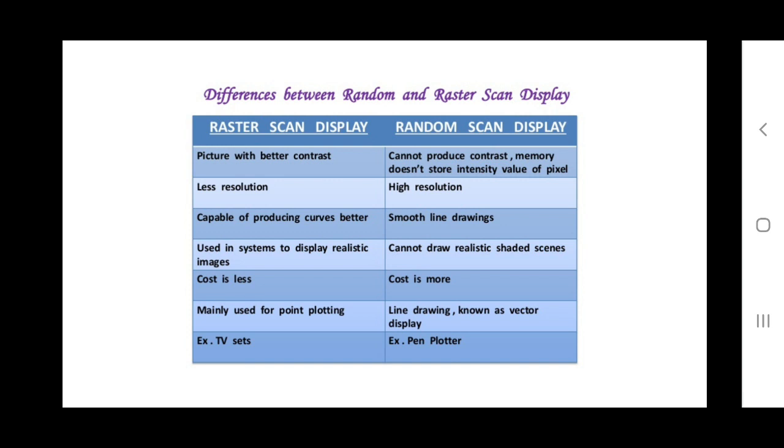Raster scan display is used in systems for realistic images, whereas with random scan display we cannot draw realistic or shaded screens. In raster scan display the cost is less, whereas in random scan display the cost is more. Raster scan display is mainly used for point plotting, whereas random scan display is used for line drawing, known as vector display. Usually for raster scan display we give TV sets as an example, and for random scan display we give pen plotters as an example.